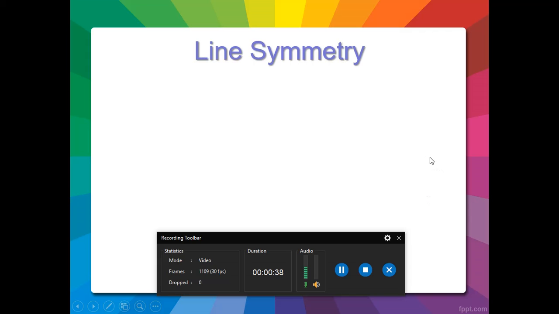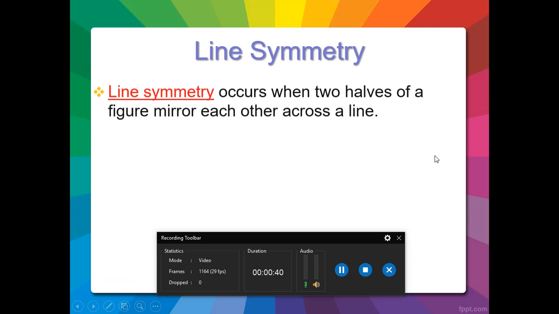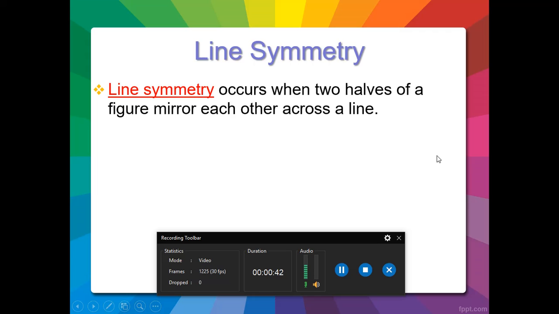So let's first start with line symmetry. If your object possesses line symmetry, we should be able to draw a line through it so that you get 2 identical halves. So the line of symmetry will occur right in the middle, and the left side and the right side, or the top and the bottom, should be a mirror image of each other.